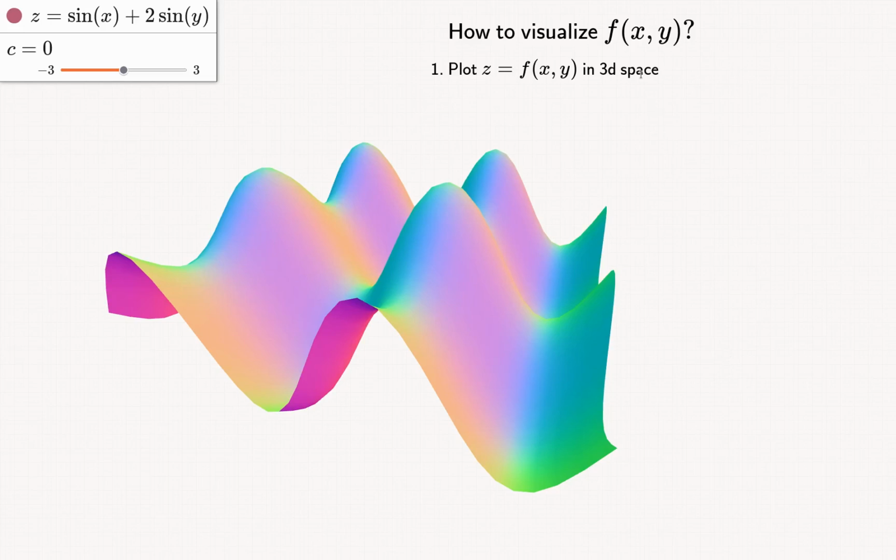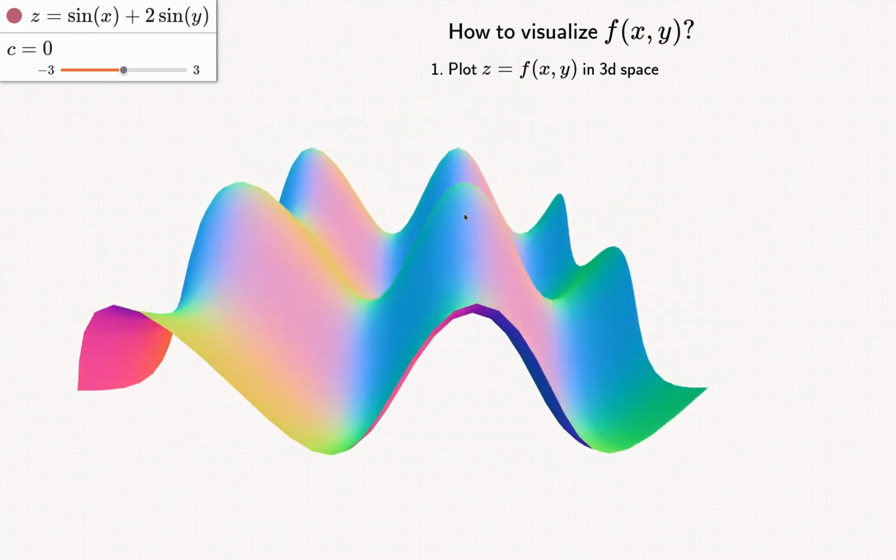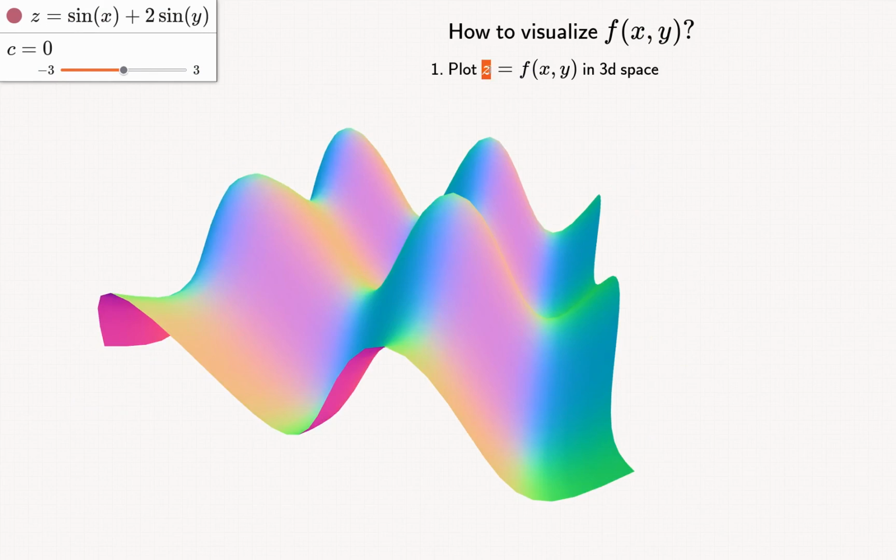Can we visualize functions of more than one variable? So here I've got the function f(x,y) = sin(x) + 2 sin(y). Well, one way we can do that is to plot it in 3D space, so using z as the output variable.